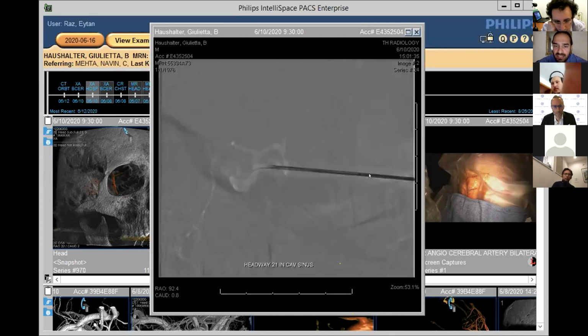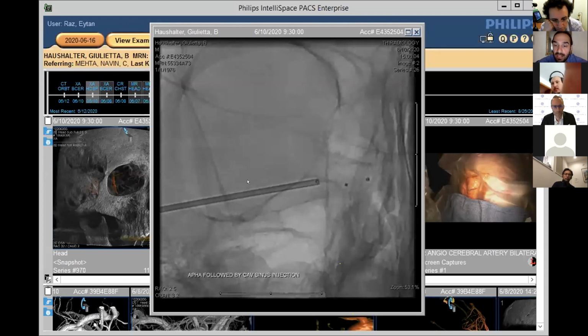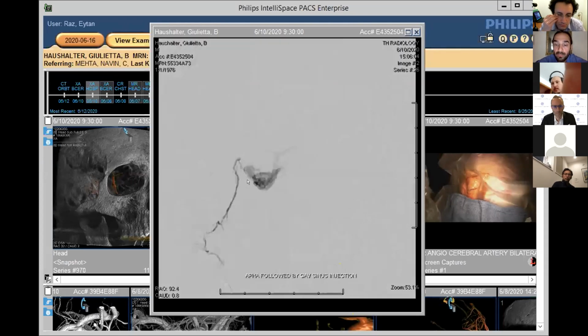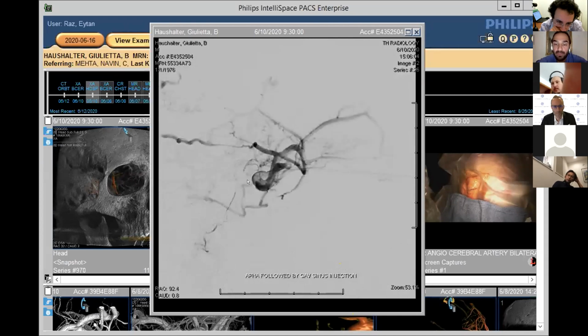Once there is access, navigation in this case was not difficult. It was relatively straightforward to get to the area of the fistula. You want to confirm that you're in the area of the fistula. So what we did here on this lateral view, what you see, we injected first from the vein.